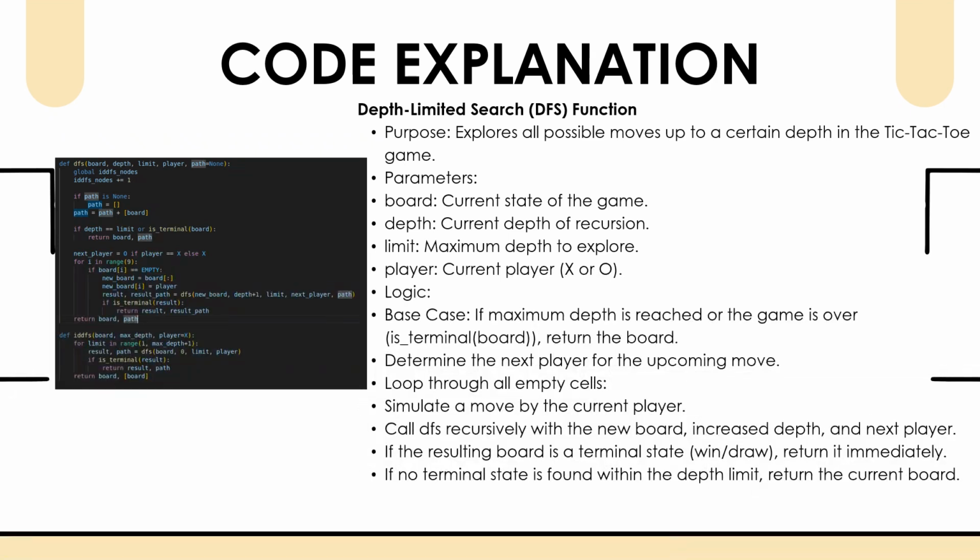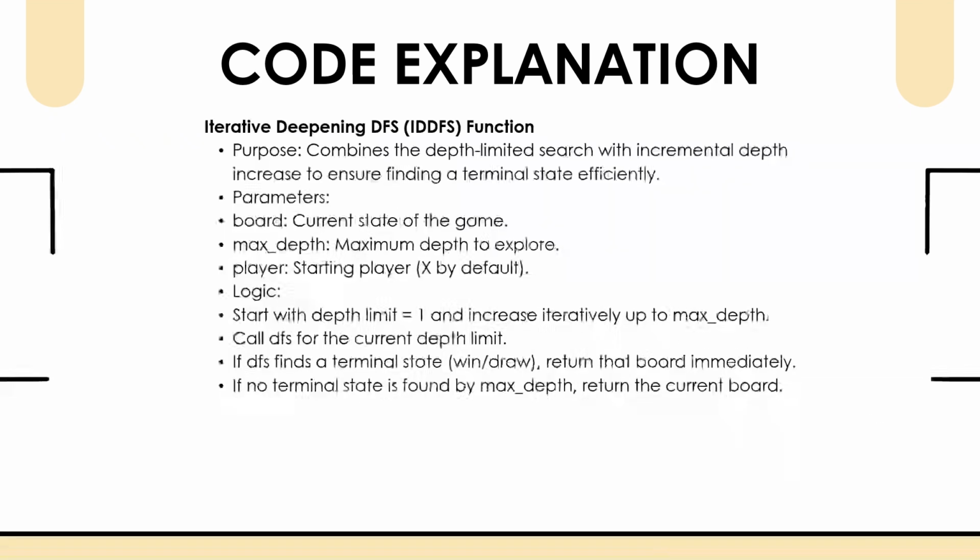Otherwise, determine the next player for the upcoming move, loop through all the empty cells, simulate a move by the current player, and call DFS recursively with the new board, increased depth and next player. If the resulting board is a terminal state, that's a win or a draw, which is the goal state, return it immediately. If no terminal state is found within the depth limit, which means we reach the depth limit and no one is the winner, return the current board itself.